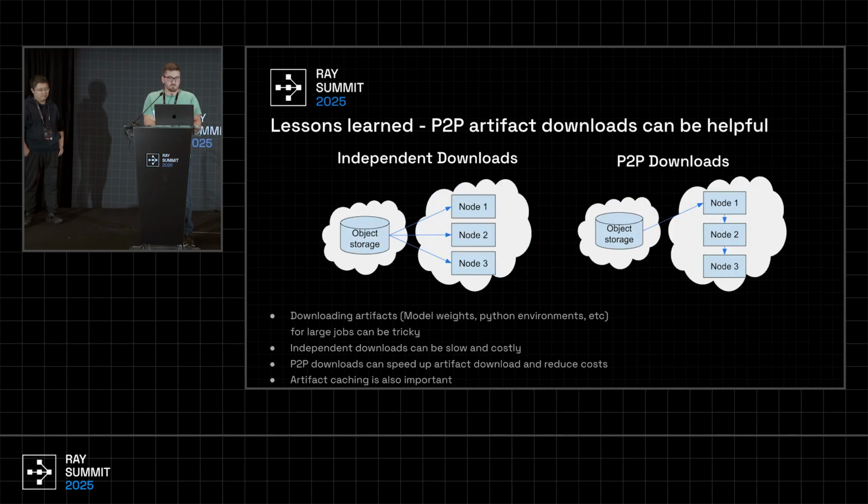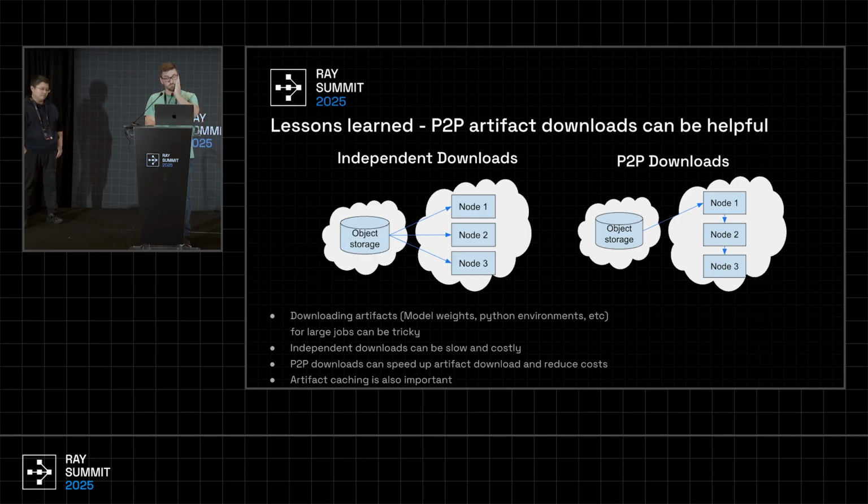Some other lessons we've learned is that when you're running these pipelines at very large scale, just getting the artifacts to the jobs can be pretty troublesome. You might have many terabytes of artifacts, and what I'm talking about here is model weights, Python environments, etc. And so you need to be careful about how you get those artifacts to the job. In particular, in our case, our object storage is located in potentially a different region than our clusters, so we need to be very careful about it.